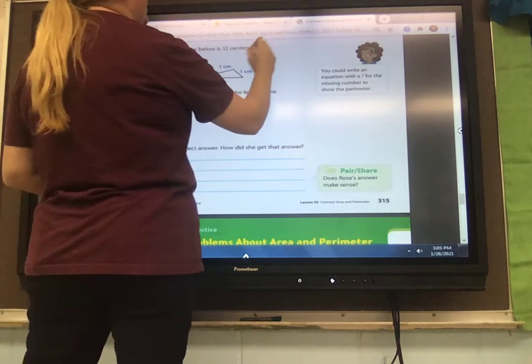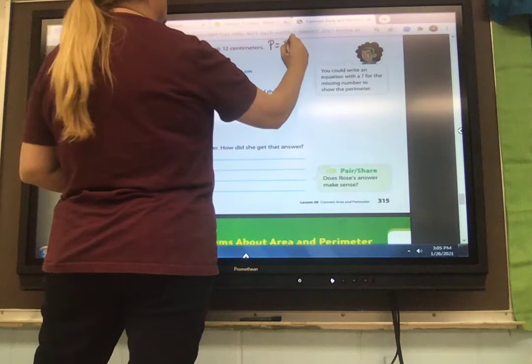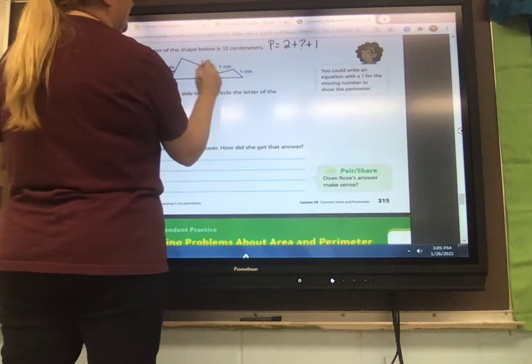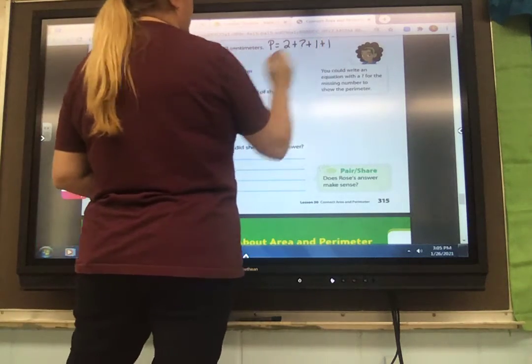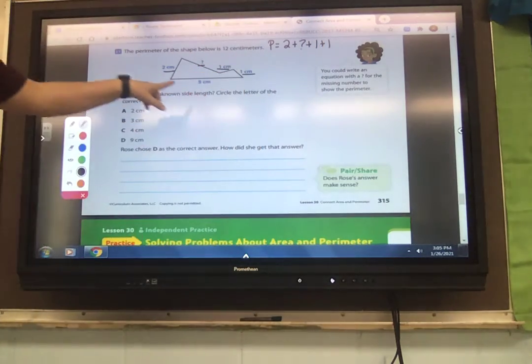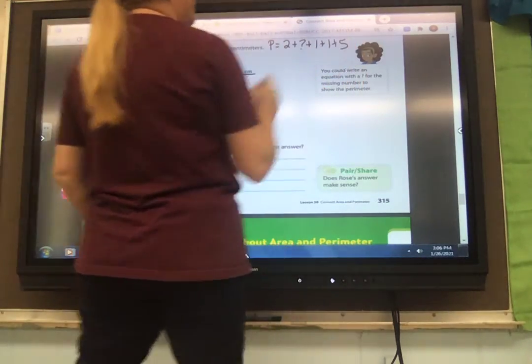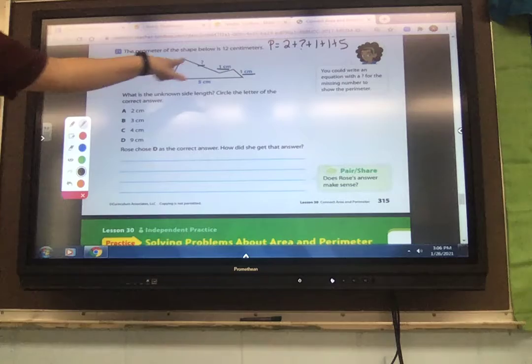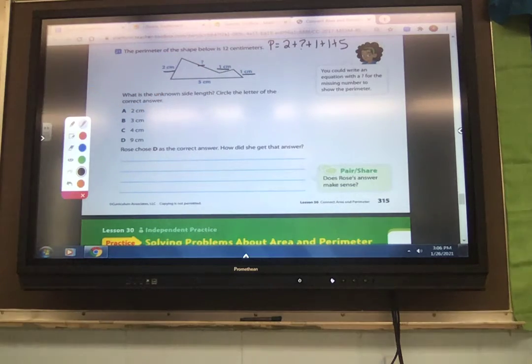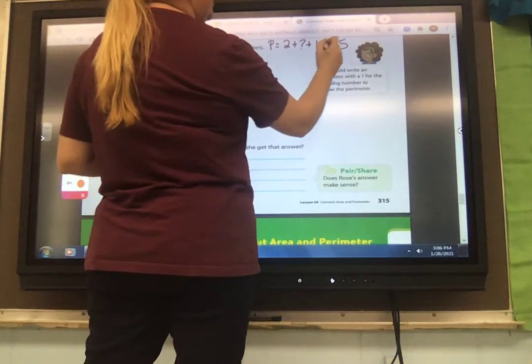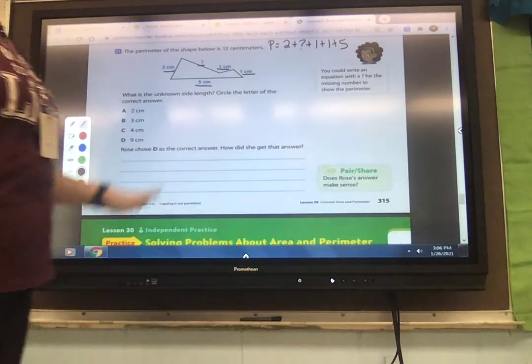I'm going to put it over here. I've got more room. P equals 2 plus question mark plus 1 plus 1. I'm underlining these numbers to make sure I don't forget one. Plus 5. So I've walked around my shape. I've got all my sides. There are 1, 2, 3, 4, 5 sides. And I have 1, 2, 3, 4, 5 numbers, including the question mark.